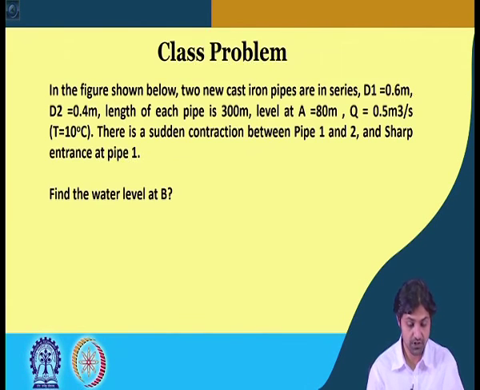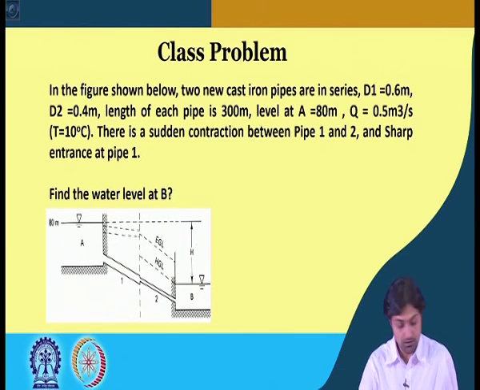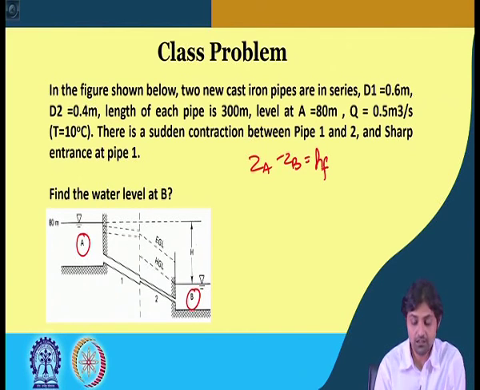Okay. So, in the figure shown below, two new cast iron pipes are in series, the length of each pipe is given and the level at A is also given, all right. Now, we have to find the water level at B. A very simple and good question. Whatever be the difference between the levels at A and B, this ZA minus ZB should be equal to the HF, that is the head loss between point A and point B, all right.